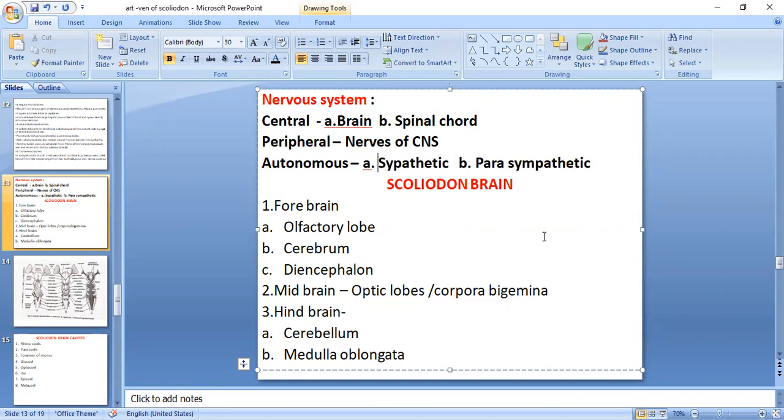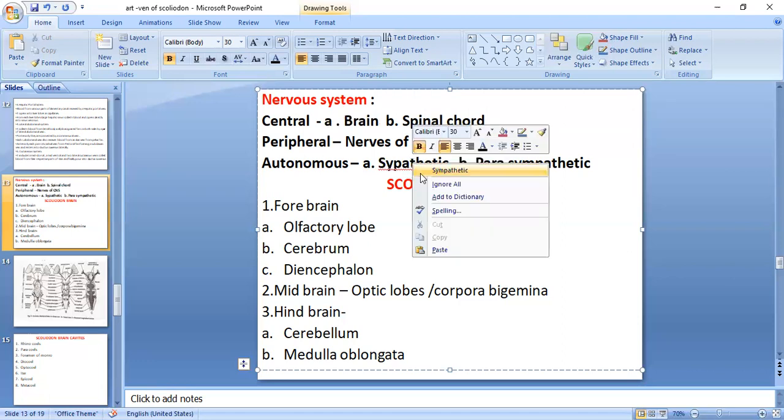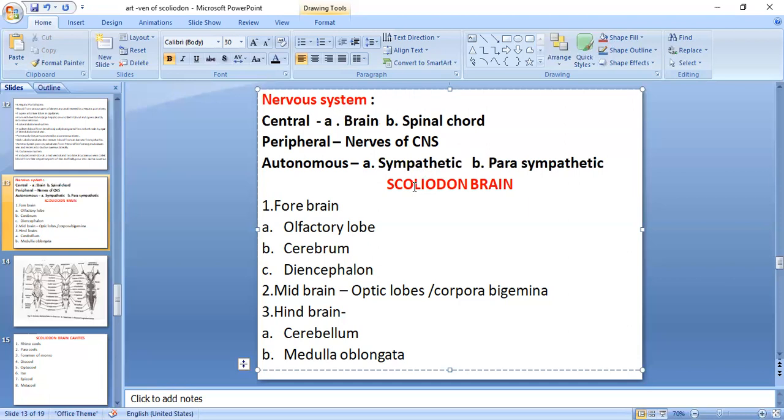So here what we should study, literally the brain is enough, but the cranial nerves also have some prominence or importance, so let's also see the cranial nerves. In the central nervous system, the major one is the brain.